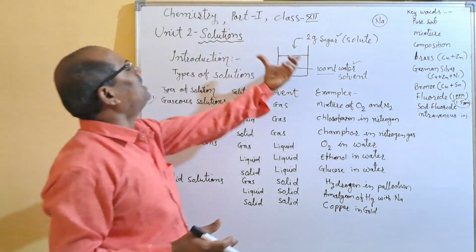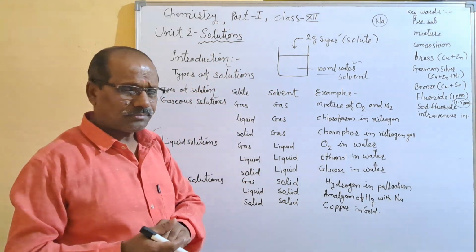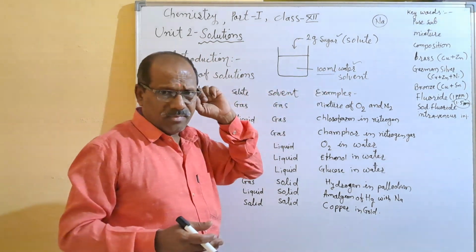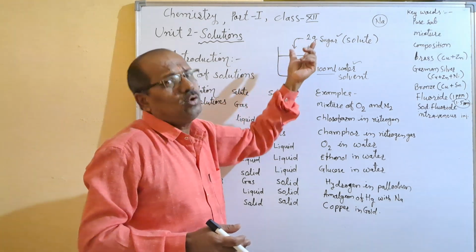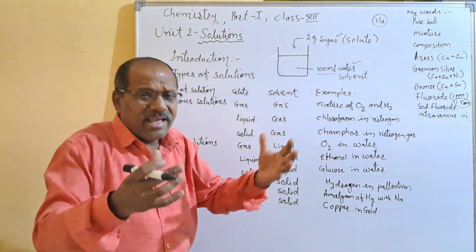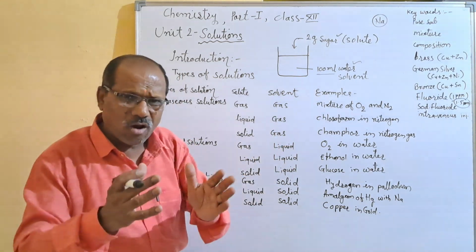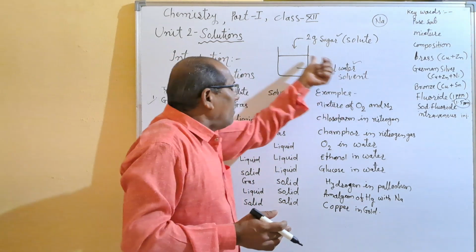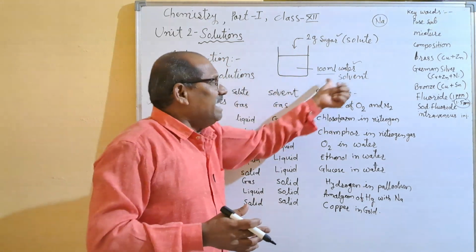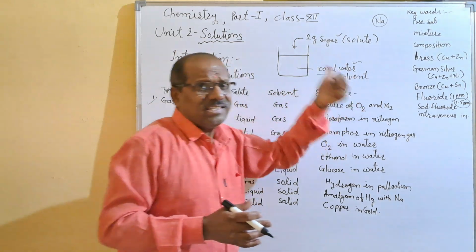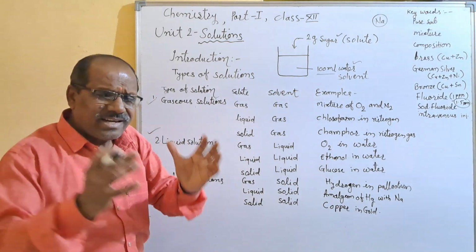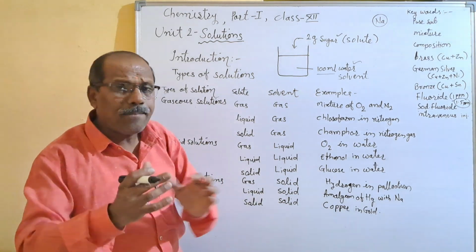First of all, see this example which we have taken. In this example, water is 100 ml and sugar is only 2 gram. In this case, the water is in a larger quantity, hence it is acting as a solvent. The physical state of the solvent, water, is liquid, hence it is a liquid solution. Means the physical state decides the type of solution.